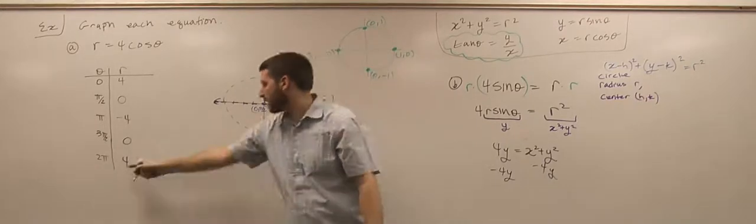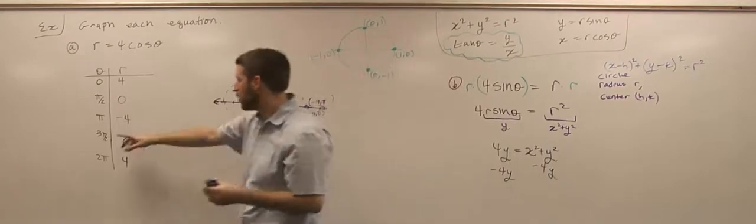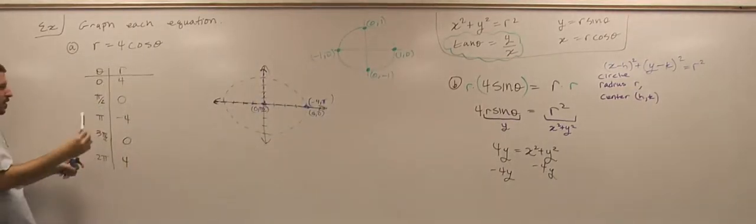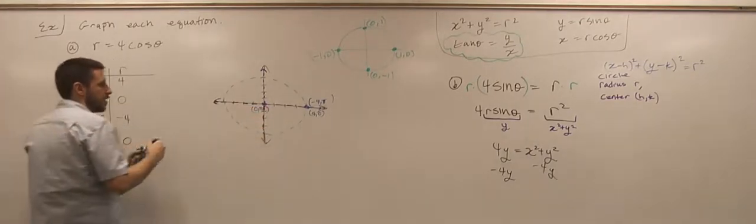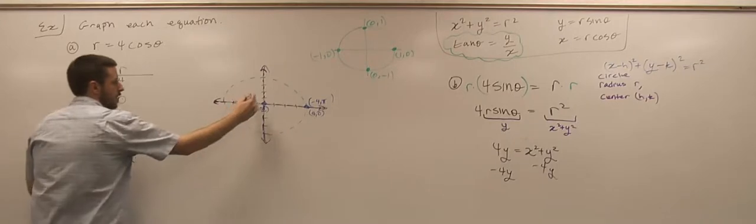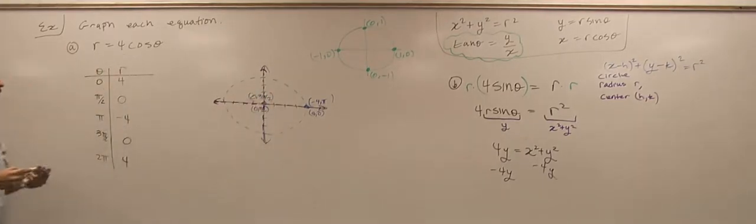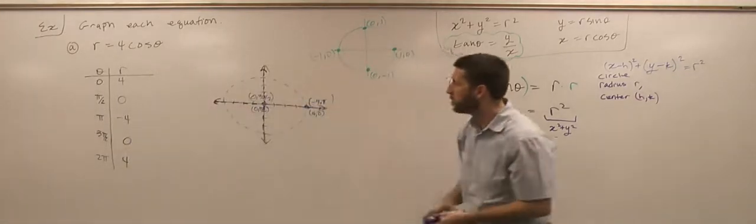And where does this guy land? Oh, yeah, well this guy lands in the same spot, and this guy lands in the other spot, right? If you go to 3 pi over 2, 0, you get back here. So this isn't quite enough to give me a good picture.